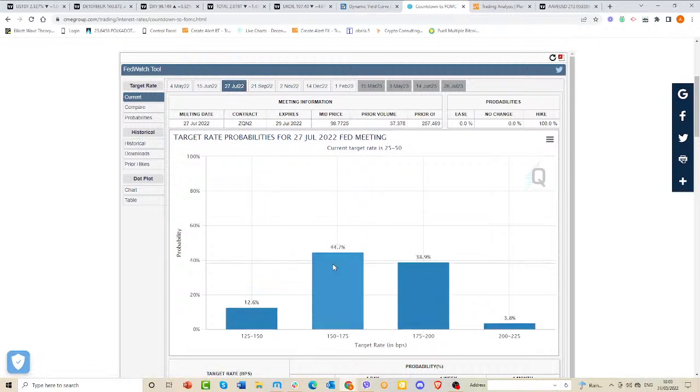If you go even further, a hike to 1.5 to 1.75% is starting to be priced in now, with 44%, very close to 50%. So most likely the Fed will be hiking on the upside. The question is only how much. The market is pricing in almost every meeting until the end of the year. Every meeting will also be live with a press conference, which will give us a clue how the Fed is looking at things.